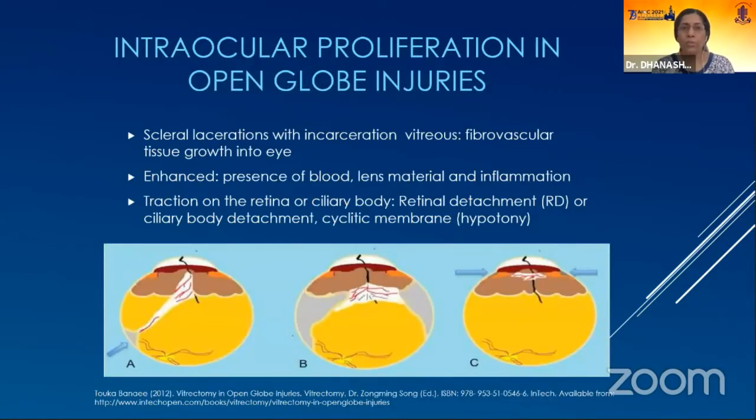Also, there is a possibility that if you wait for too long, there can be proliferation of fibrovascular membranes inside the eye. So any vitreous incarcerated along with presence of blood and lens material can give rise to progression of proliferative membranes, and these can then exert traction either on the retina or on the ciliary body, or they can form a pupillary membrane. So you need to intervene before this stage.